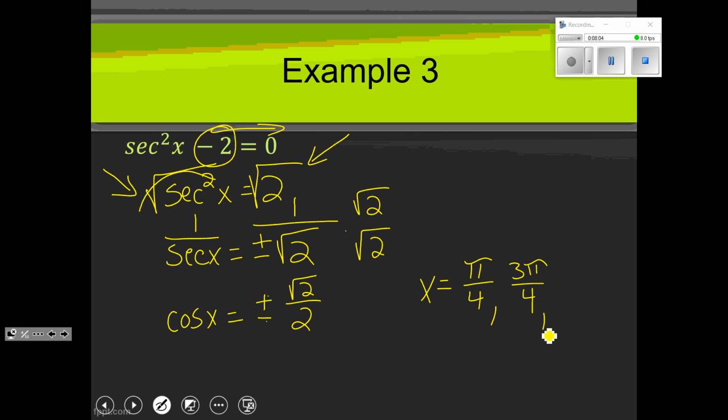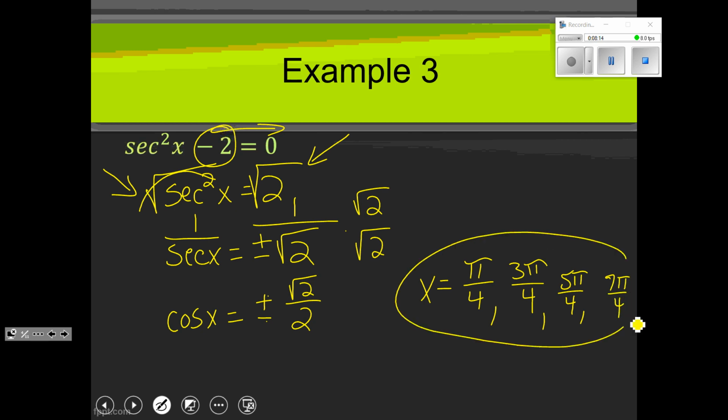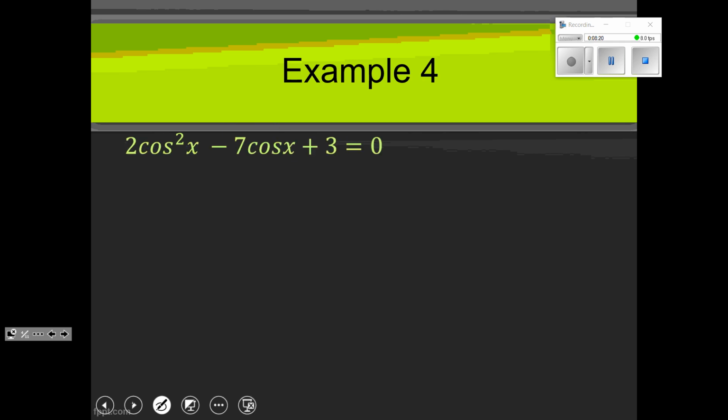Go down to quadrant 3. That would be 5 pi over 4. And quadrant 4 would be 7 pi over 4. So all of those answers should work. Okay? All right. What's different about example 4?